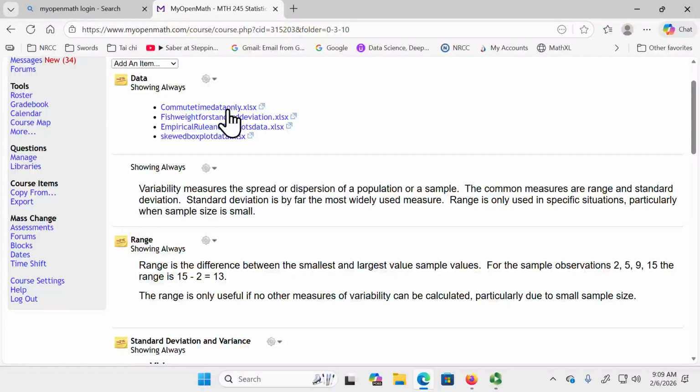Can you believe it? We have the range, and this is literally the distance from the smallest to the largest. And it is useful only when you have no other information whatsoever. So that's the only time the range is important. Otherwise, everything is standard deviation.